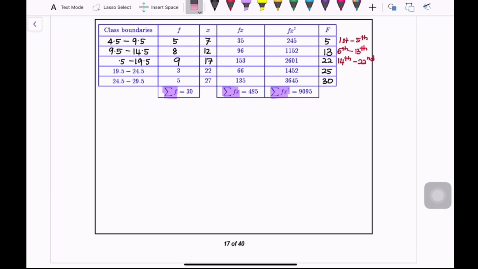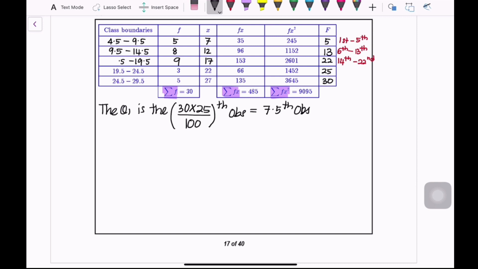Calculate the Q1, Q3, P20 and P90. First, we determine the observation of Q1. Q1 is 30 times 25 over 100, because Q1 is equal to P25, so the observation is equal to 7.5. The 7.5 observation is located here, so we highlight the class of Q1.